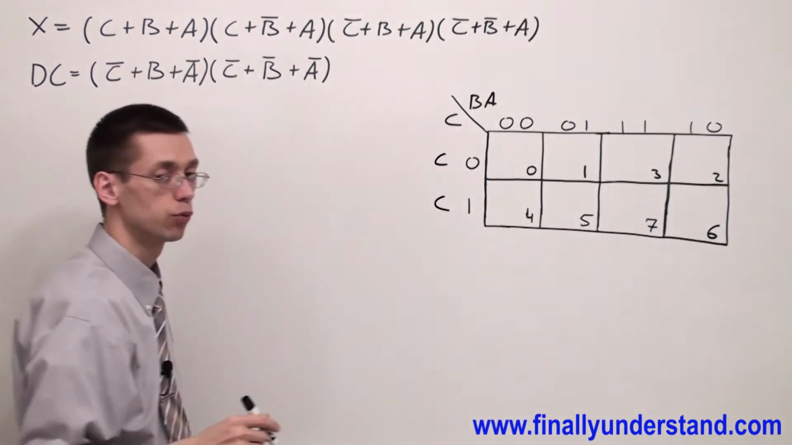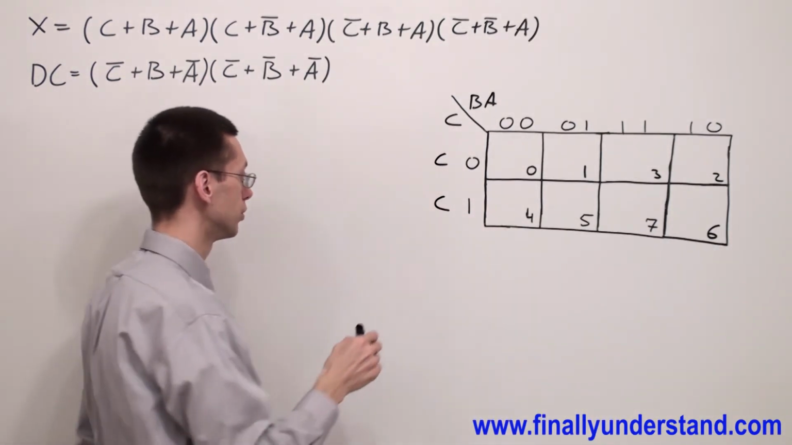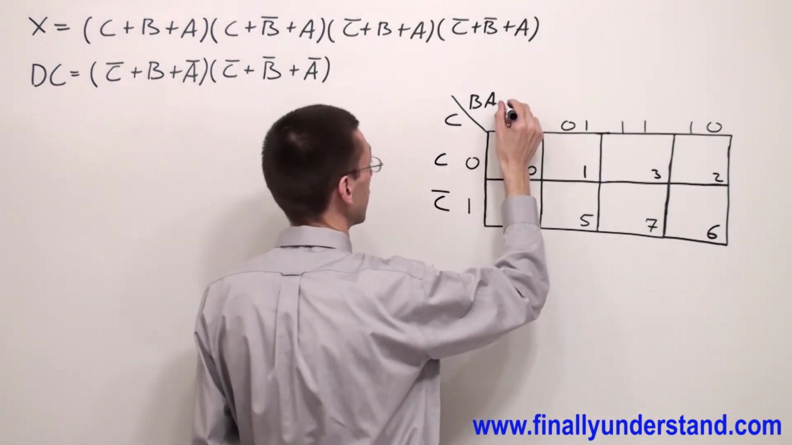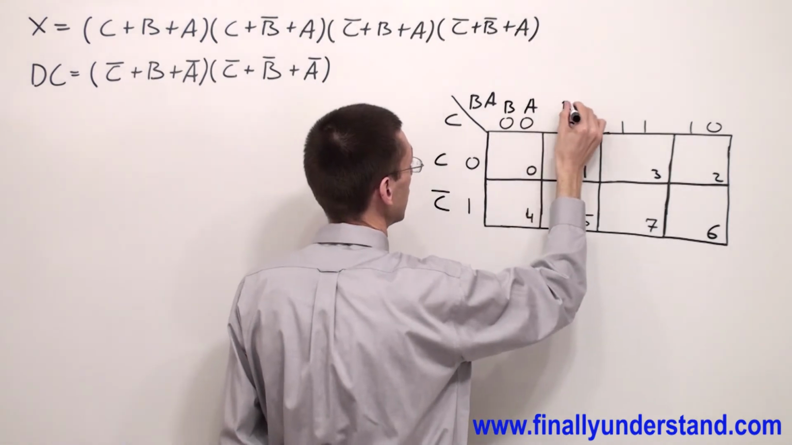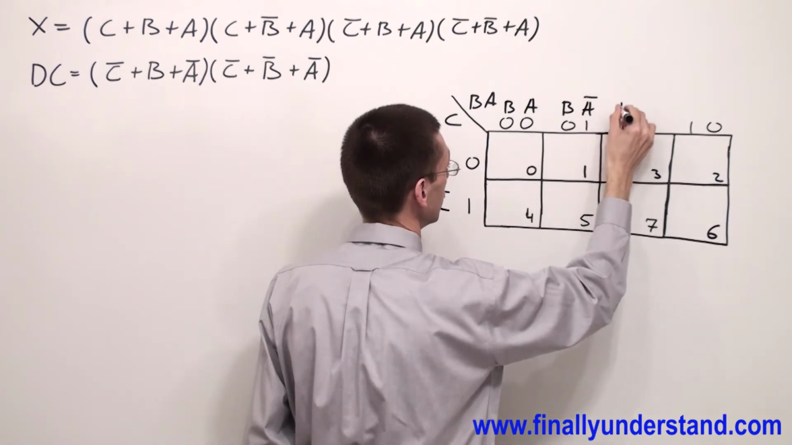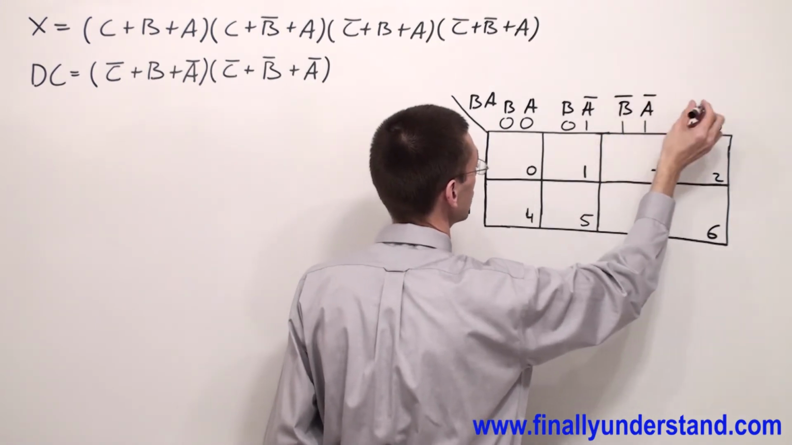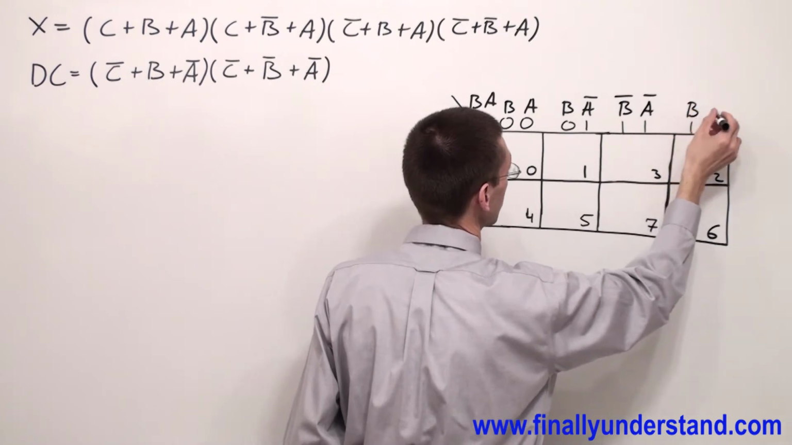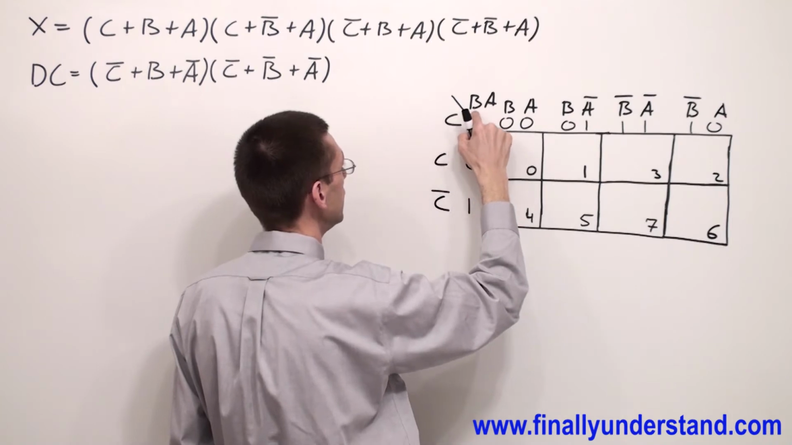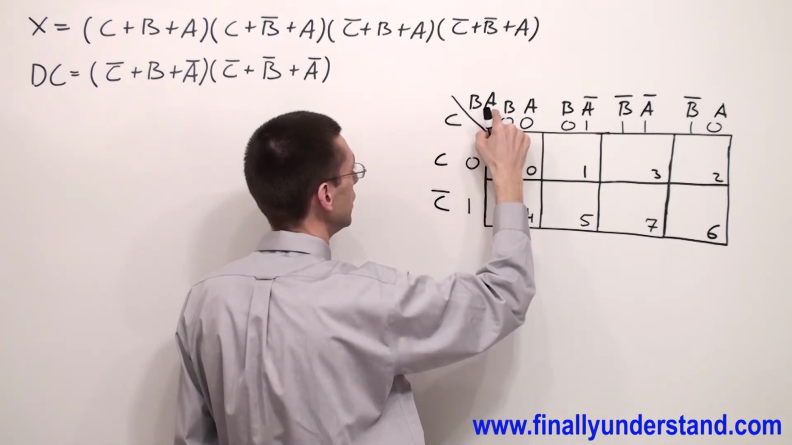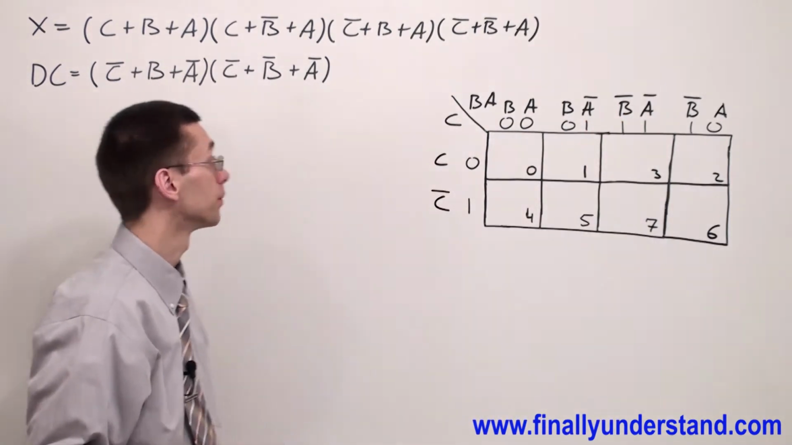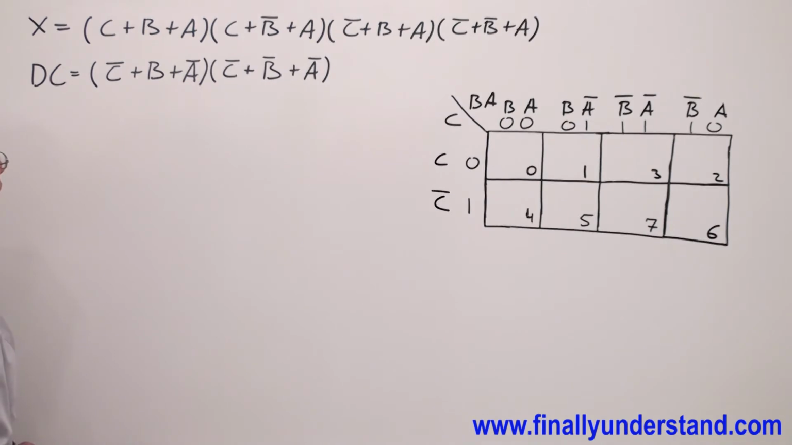Remember, anytime we are dealing with POS, we have to put the bar over the variable which is next to 1. And I have B A not, because A is over 1, and I have B A also with nots, and I have B not A. You have to keep the order: C, B, A. This is very important.